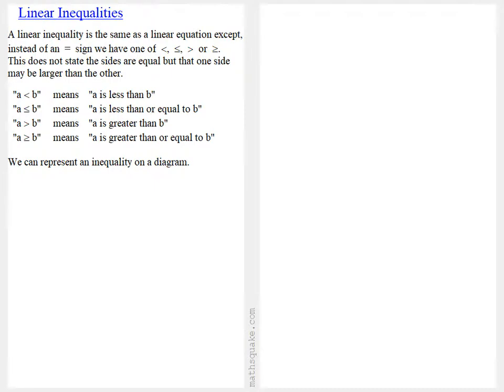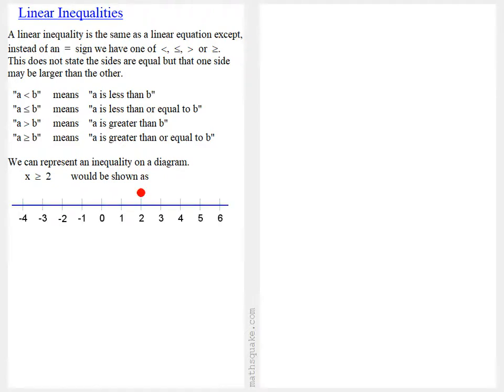Now we can represent an inequality on a diagram. Suppose we have the inequality x is greater than or equal to 2. Now we would represent this as, starting with a number line, we draw a filled circle above the number 2, and because we want all the numbers that are greater than 2, we draw an arrow to the right of the circle.